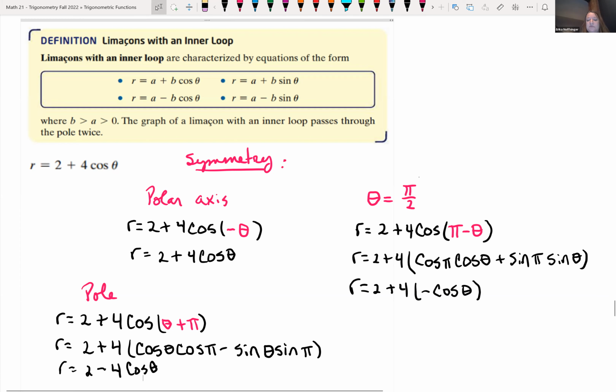It's possible that it's symmetrical across theta equals pi halves and the pole, because our test for symmetry doesn't necessarily tell us that it's not symmetrical. It just tells us that if the tests hold true, it is symmetrical. So let's look at plotting some points and graphing this. Let me pull up some polar paper and let's plot some points.